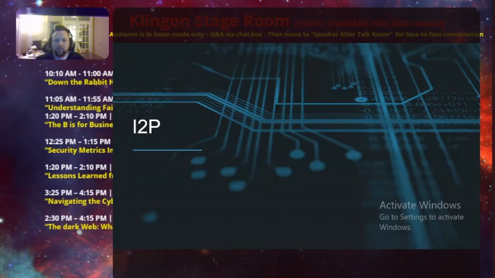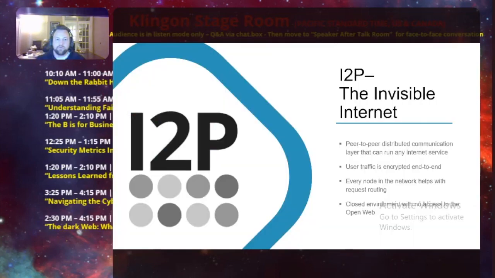So next darknet that we're going to cover is I2P. I2P stands for the Invisible Internet Project, so I2P. And we are going to go a little bit more in depth on this one because it's much more complex than Tor. So this is a peer-to-peer communication layer that you can use to run essentially any service, web service, IRC channel, anything that you can run on the open internet, you'll be able to run within I2P. The traffic is encrypted end-to-end, and every node is going to help with the routing of that traffic.